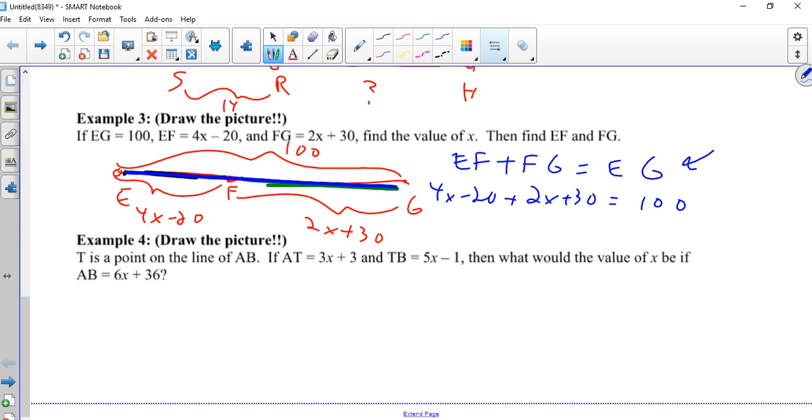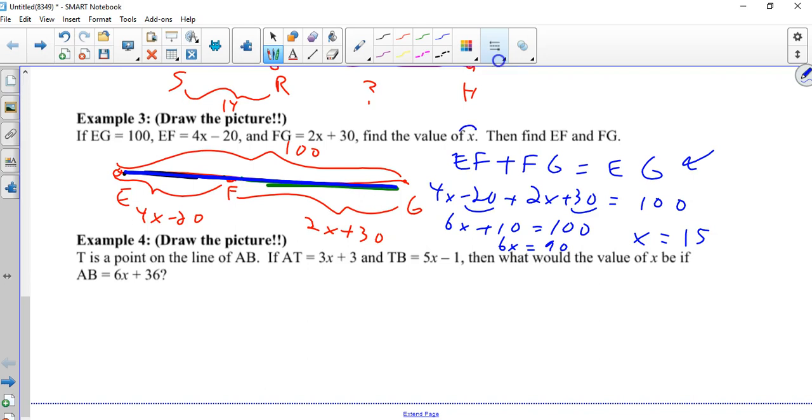And now I just combine like terms. 6x, 30 minus 20 is 10, equals 100. I'm running out of room, so I'm not going to show all the steps. I'm going to subtract 10 from both sides, which gives me 6x equals 90. Now I'm going to divide by 6 and get 6 goes into 9 one time, and then 30 is left over, so that's 15. So x is 15. Is that my answer?